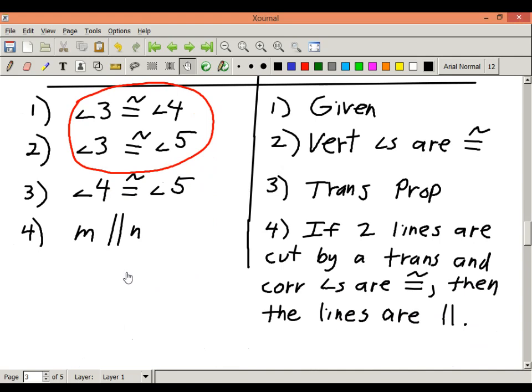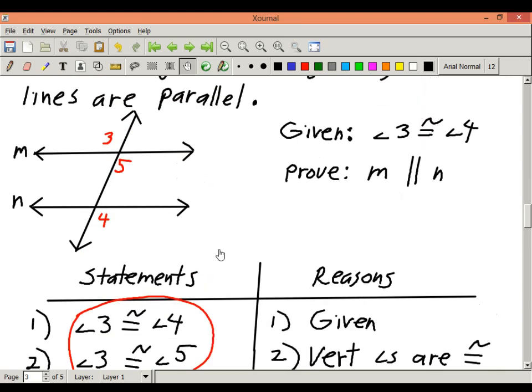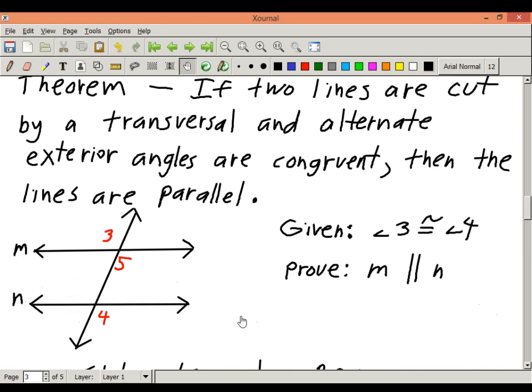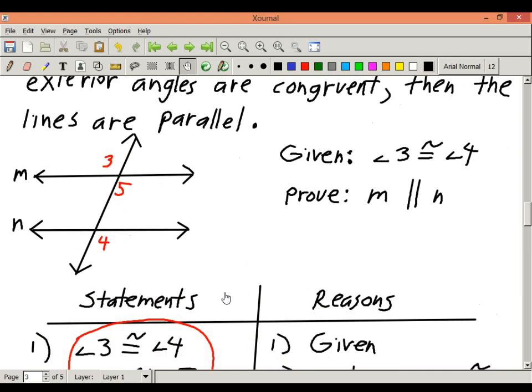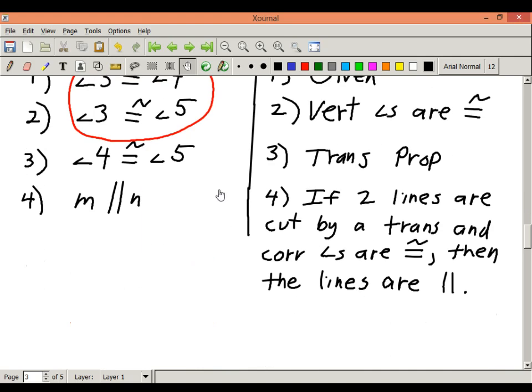Line M is parallel to line N because if two lines are cut by a transversal and corresponding angles are congruent, then the lines are parallel. So those proofs are almost identical. Okay, we have one more proof. That'll make our last proof of the day here.